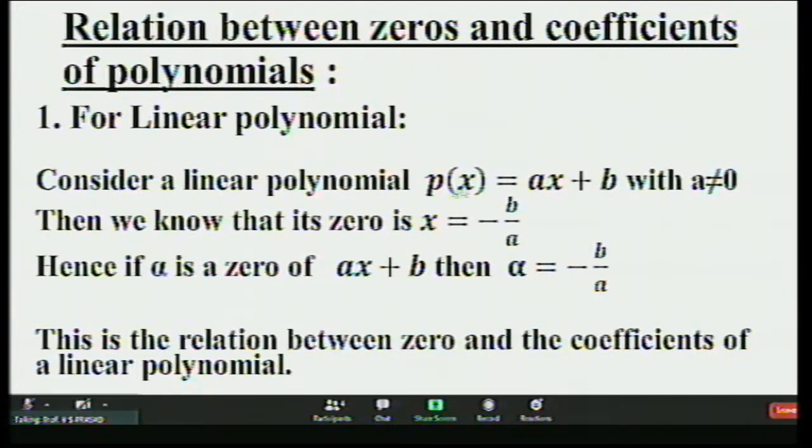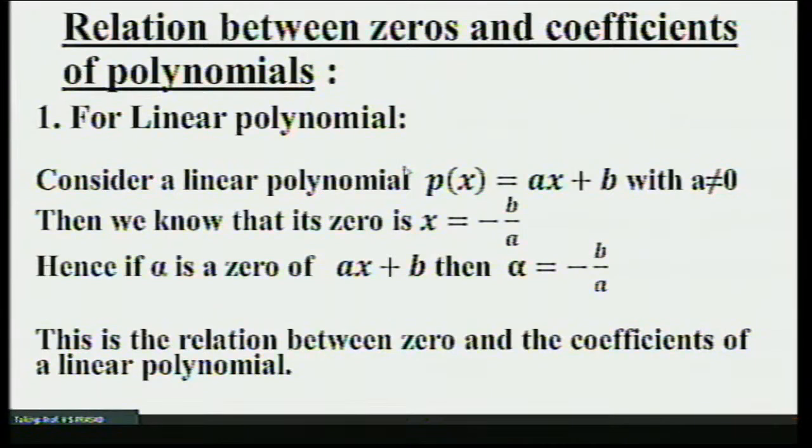First, let us observe the linear polynomial. This is one of the easiest cases, so that's why we first consider the linear polynomial. Suppose we take a linear polynomial p of x is equal to ax plus b with a not equal to 0. Then to find its zero, we equate ax plus b to 0 and simplify, and we will get x is equal to minus b divided by a.